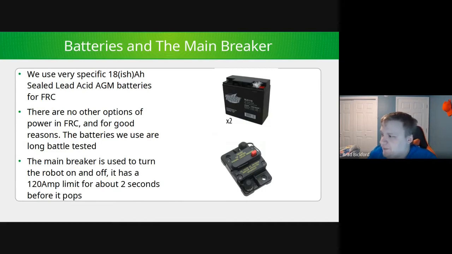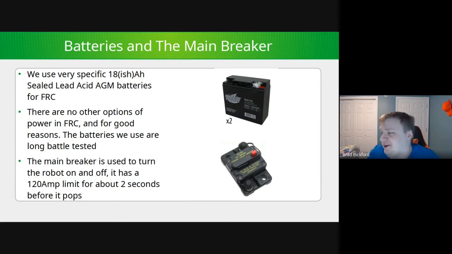The final thing that we're going to talk about for general electronics is batteries and the main breaker. All of FRC uses very specific robot batteries. They're 18-ish amp hour sealed lead acid AGM batteries. You don't necessarily need to know what that means, but they look like big Power Wheels batteries if you ever had a Power Wheels when you were a kid.